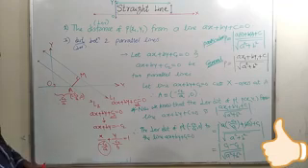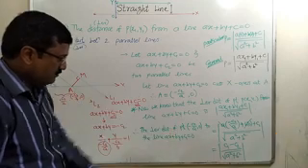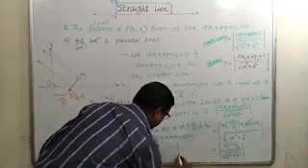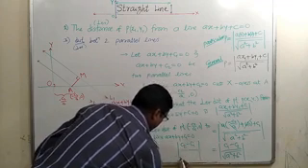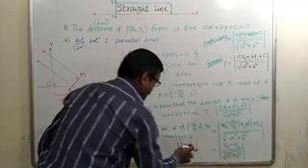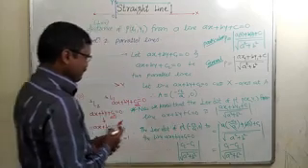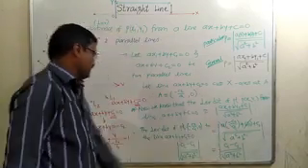But we get c1 minus c2. We can change the positions of c1 and c2, so that we get c2 minus c1 upon root a square plus b square also, because c1 minus c2 and c2 minus c1, their modulus will be the same. So we get this formula.